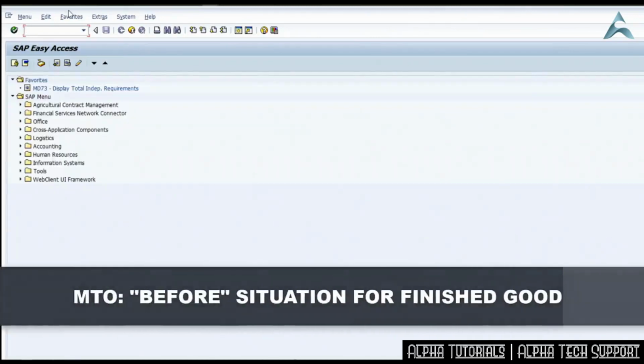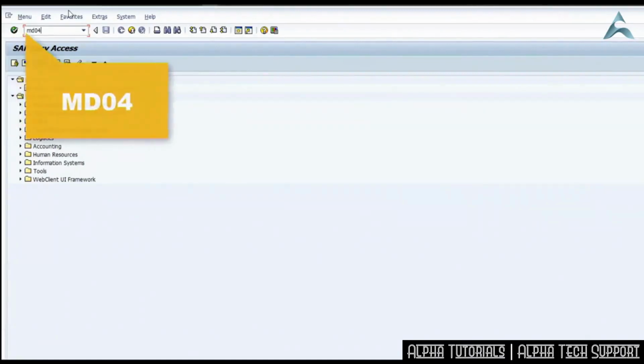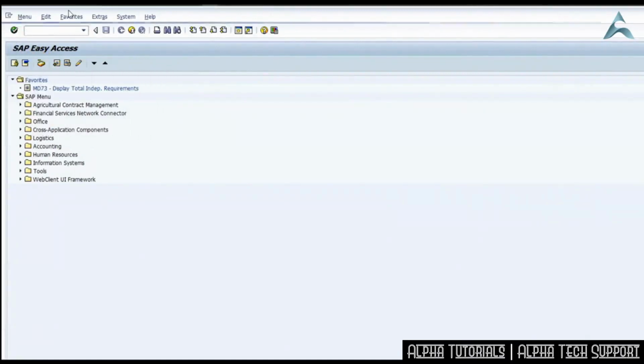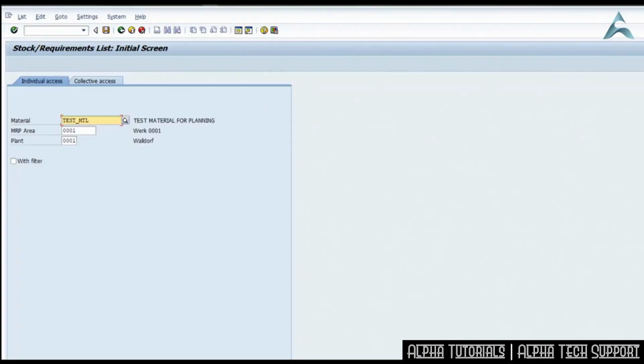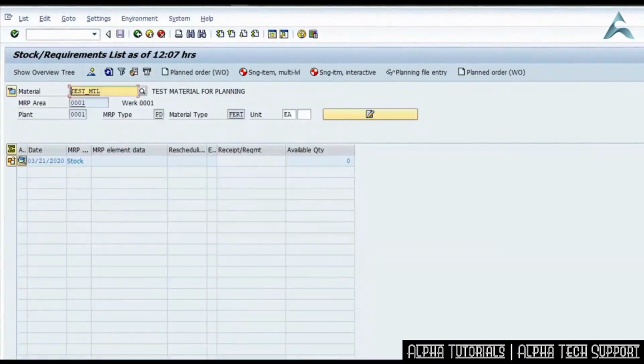The next thing I will demonstrate is the before situation. Before a customer order arrives, let's just take a look at the planning situation for the finished good. We'll do that with MD04. Putting in the finished good and the plant. As you can see, we have none in stock, and we have no customer orders, and we have no receipt element. So there is literally nothing going on with this material at this point in time.